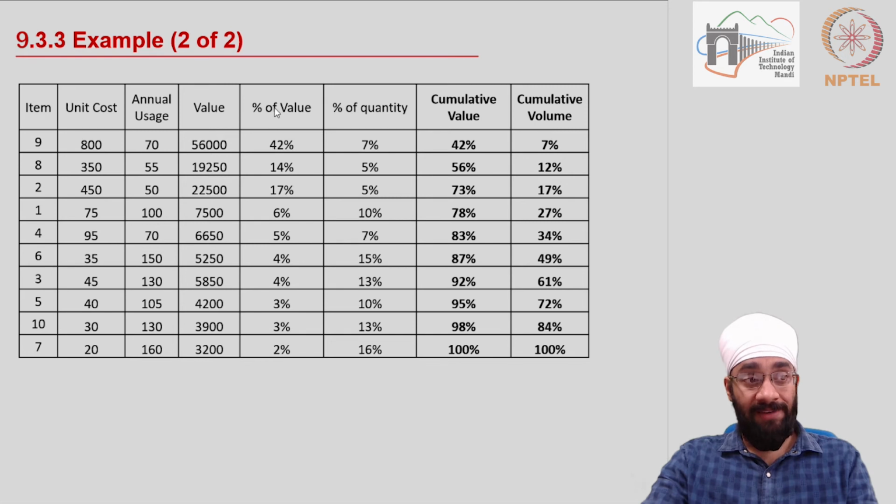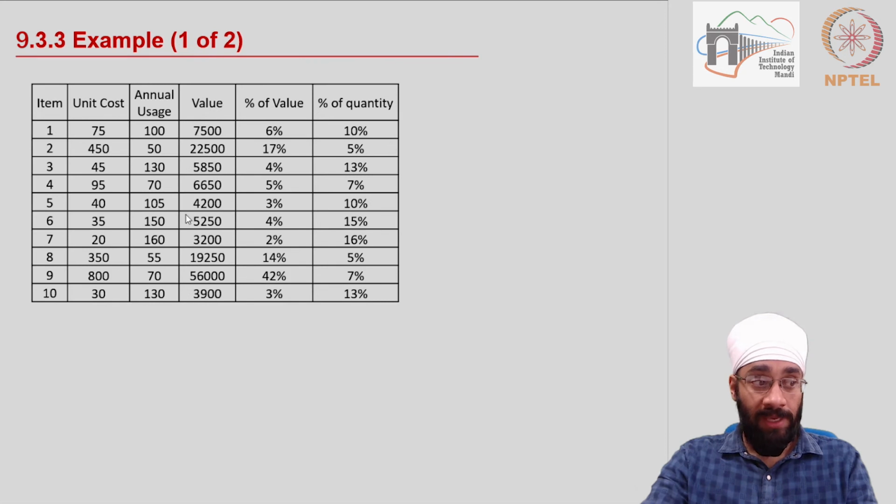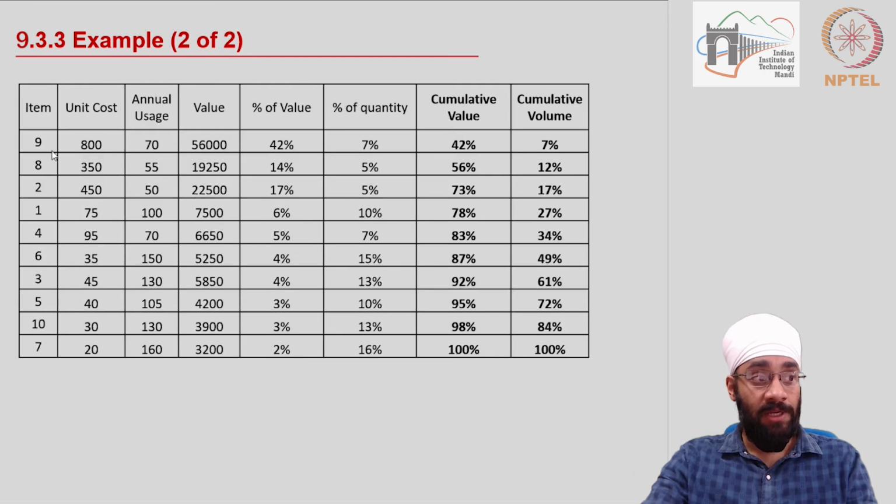All I've done is I've arranged in descending order. So here you have item 9 at the top, which has 42% of the value and which is 7% of the quantity. I go back here, item 9, 42% and 7%.